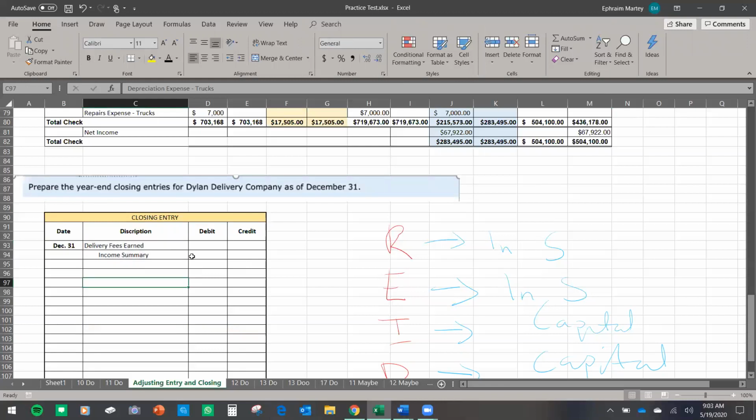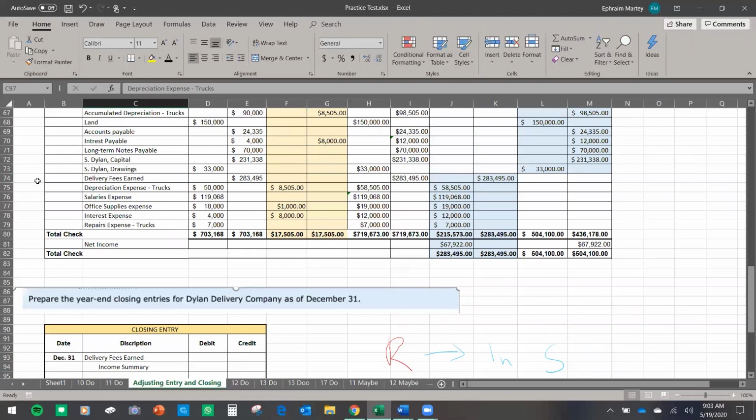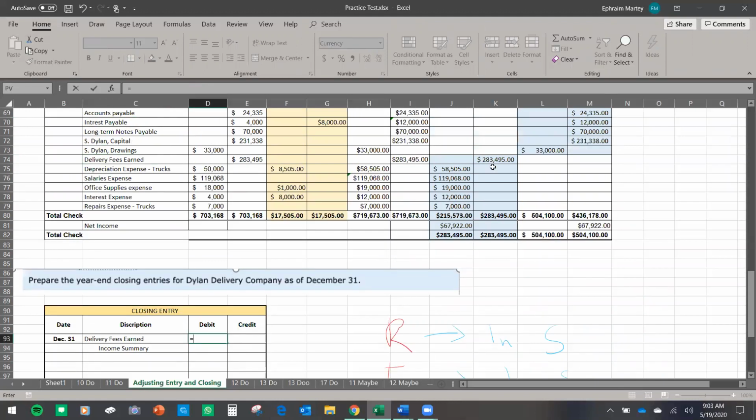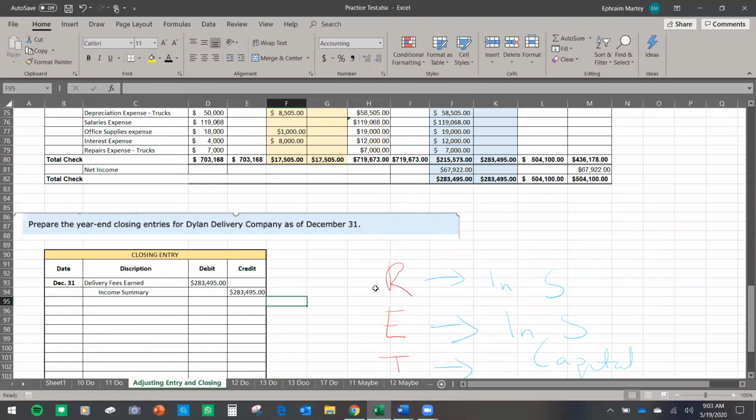So we have our delivery fees revenue. That was this one here, and we're going to use the adjusted one. We are going to debit it in order to get rid of it. So that is the revenue here. We debit it, and then we're going to credit income summary. So we have it here, and we're done with R. We got rid of revenue. Because revenue is always a credit, if we get rid of it, we have to debit it.